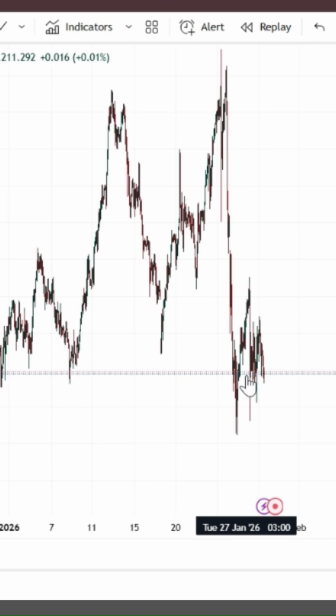Remember that in this market, you need to be very, very patient. Patience in forex trading is also a strategy. It's also a strategy that people overlook.